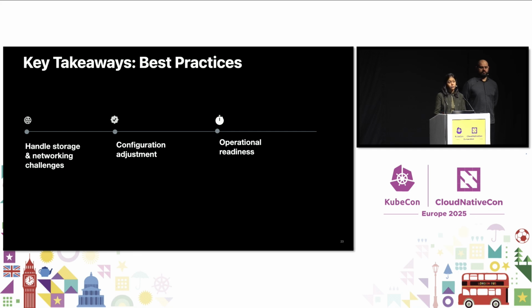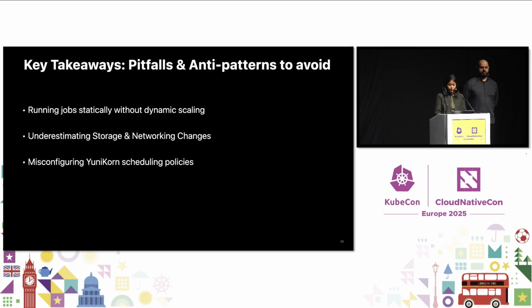Set up comprehensive monitoring. If you're using Unicorn, enable Unicorn's UI metrics to track scheduling efficiency. In terms of pitfalls and anti-patterns, as we said, you would like to enable dynamic scaling. There are cases where you would not like to do that, but don't forget to use dynamic scaling, which is really efficient.